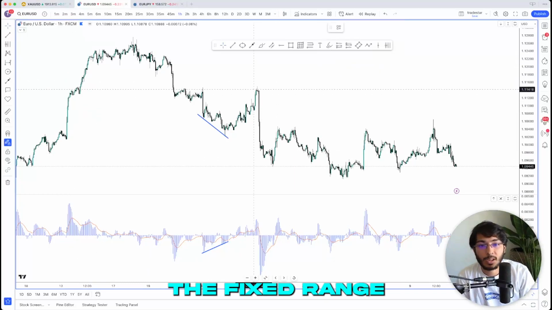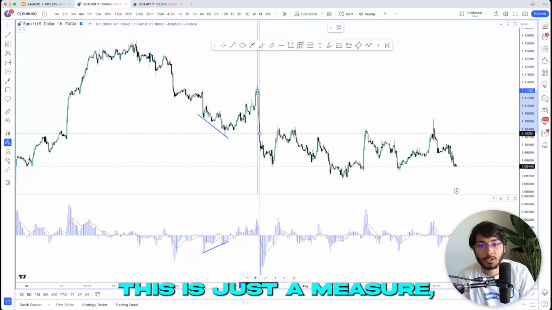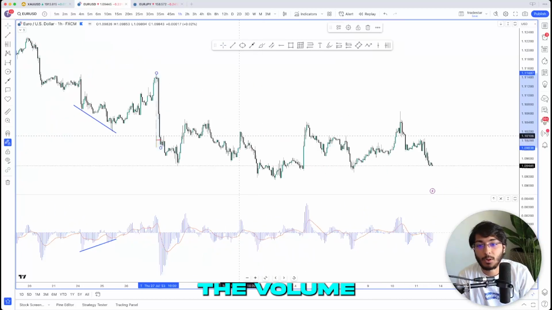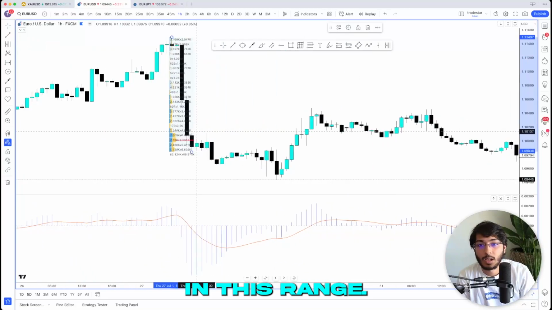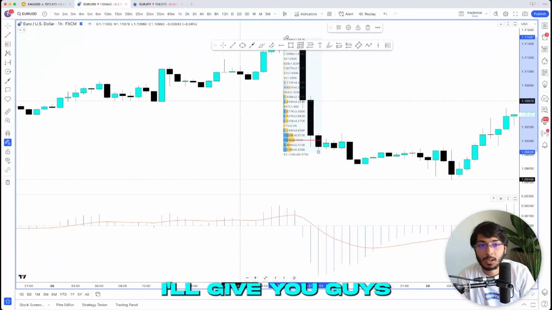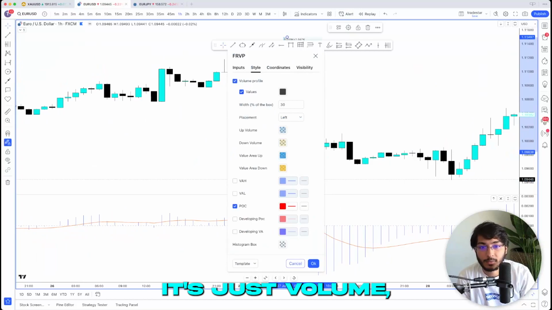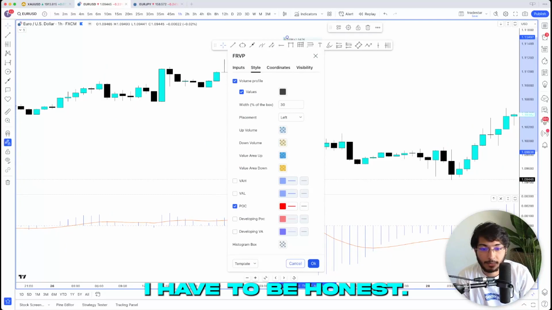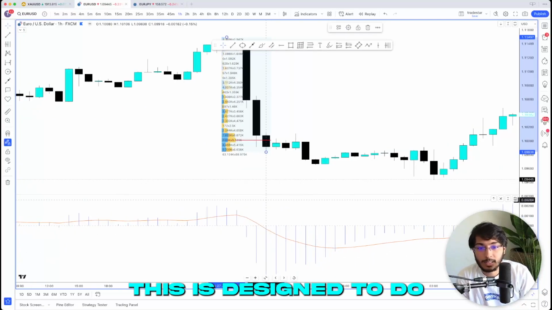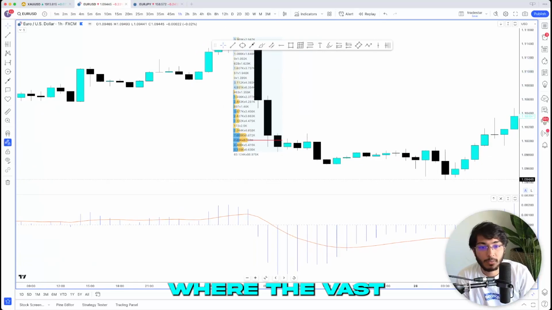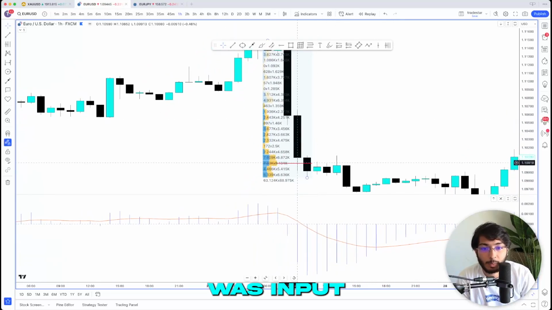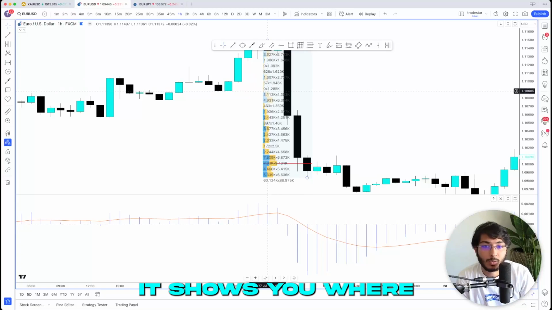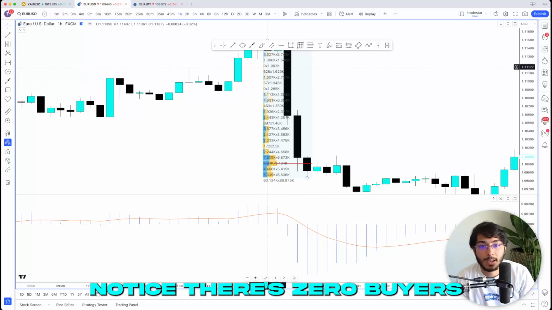Then we have the fixed range volume profile. This is just to measure a small range and see what the volume actually looks like in this range. As you can see, I'll give you guys the settings on this. It's just volume profile, values, and that's all the settings I have, to be honest. But all this is designed to do is show you where the vast majority of the volume was input. And then also it shows you where there's actual imbalances. See how there's 0 buyers in the market versus a lot of sellers. Notice there's 0 buyers versus sellers.